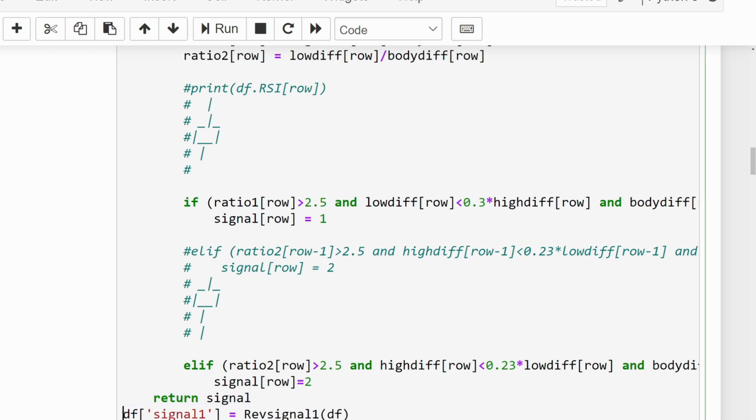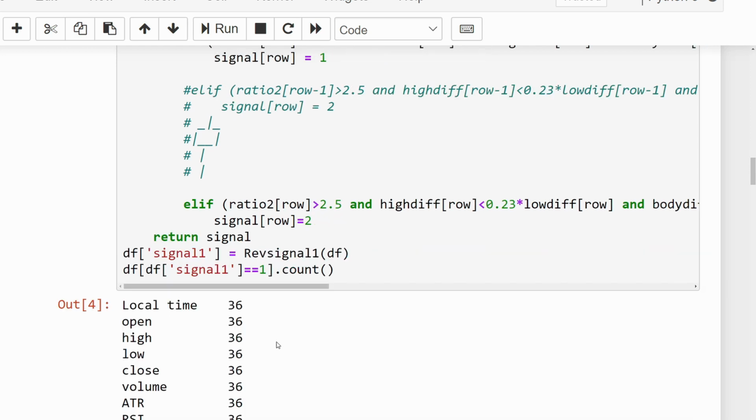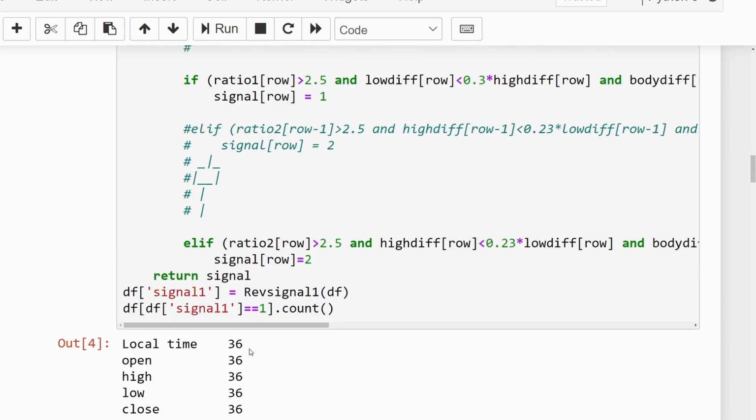Then I can add these signals to my data frame by calling the function. If I want to count how many selling signals I got in my data frame, I could simply execute this command here. And as you can see, we have 36 selling signals at this stage. Just remember, these are 36 signals within 15 years. So it's not much. It gives you approximately 2 trades per year.